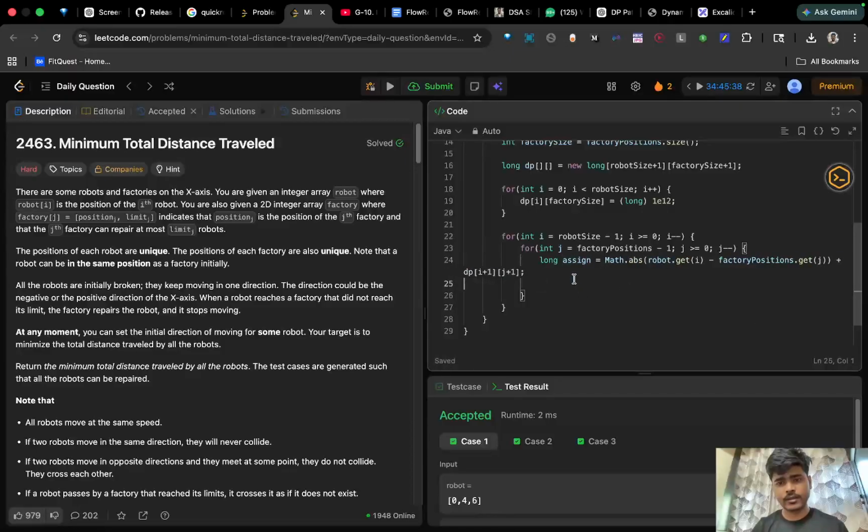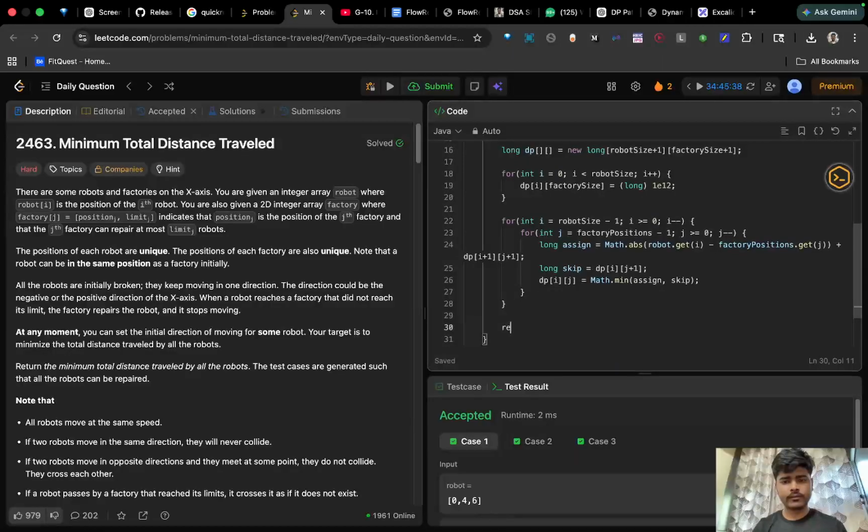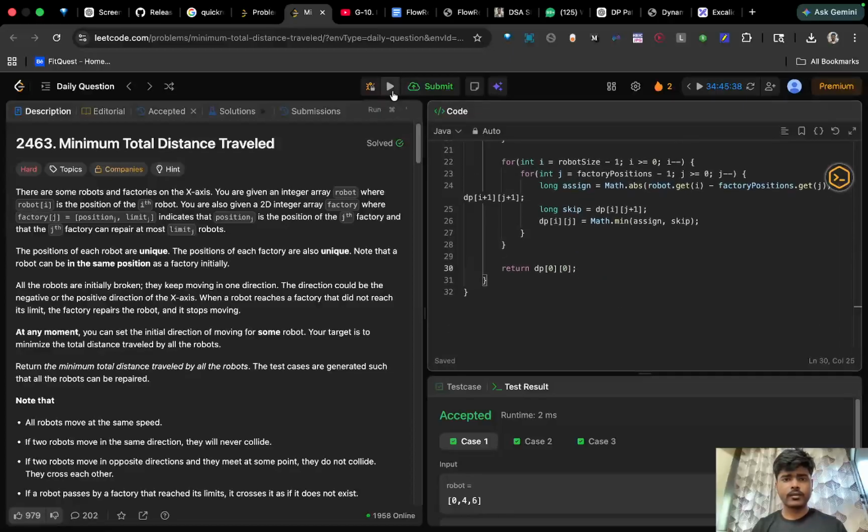That is assign. And if I skip, then I will be borrowing the answer for the current robot from the future factory, that is dp of i, when it was assigned to the factory at j plus 1, and will borrow the answer from here. And I will fill in dp i j as the minimum of both, Math.min of assign and skip. And in the end, I'm going to return the answer from dp of 0 and 0. And let's try to run this code.